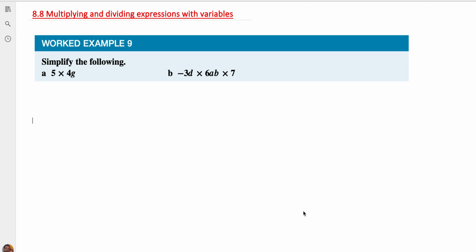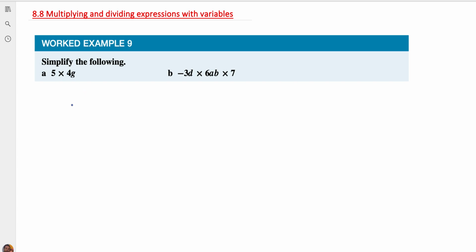Okay, girls, so let's start with chapter 8.8, multiplying and dividing expressions with a variable. There is not much theory that I have to explain here, so we're going to get into it now. Simplify the following. These are worked examples from your book.